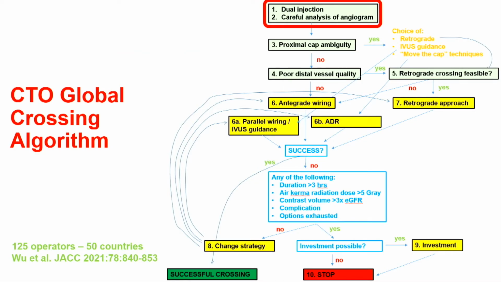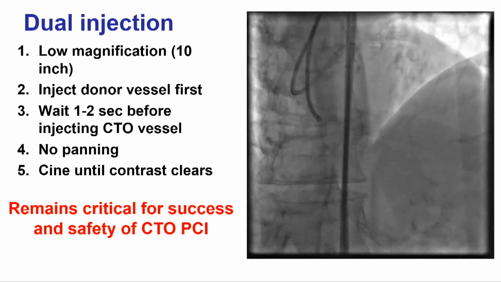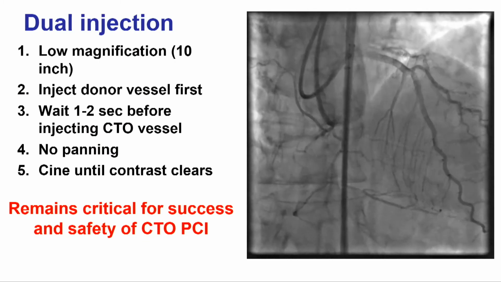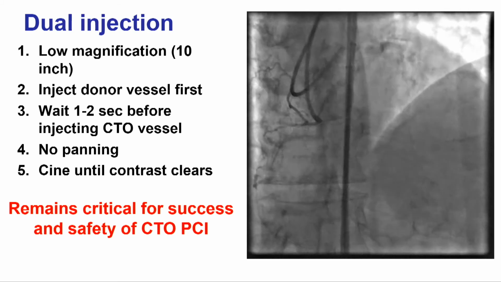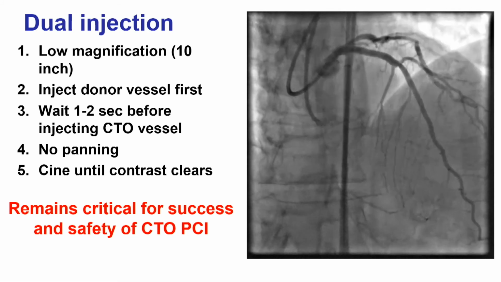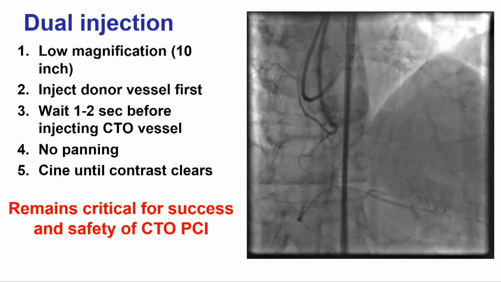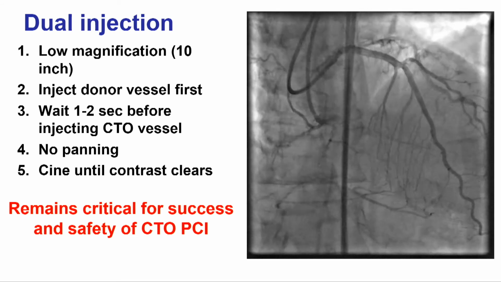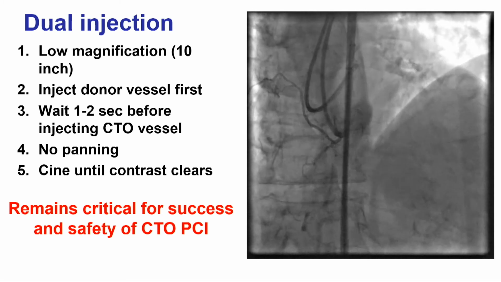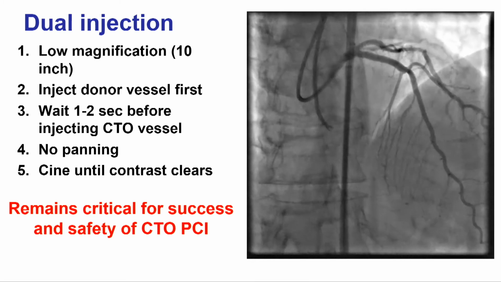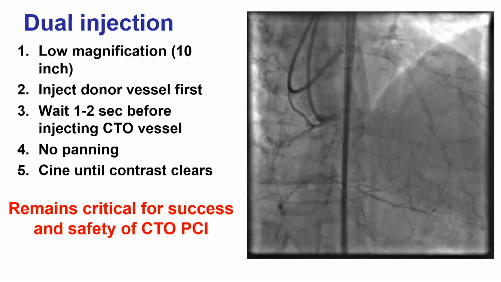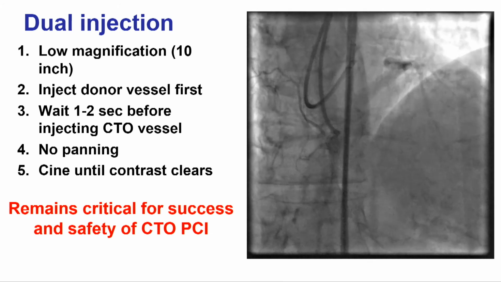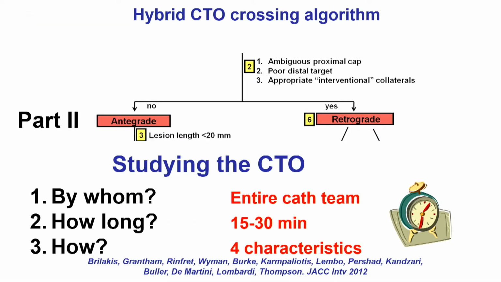So what are the first 2 steps? The first 2 steps are dual injection and a careful review of the angiogram. Dual injection remains one of the most underused tools for CTO PCI, especially at non-CTO centers. I'm amazed how often you see films from people who do CTO PCI without dual injection, but that's critical for the success and the safety of the procedure. Donor vessel first, wait a couple of seconds, then the second vessel. Again, it's the simplest way to increase your success and decrease your complication rate.